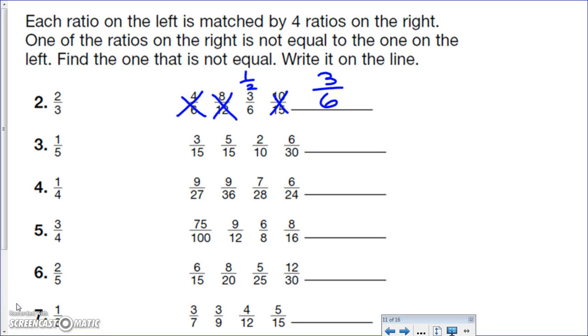For number 3, we have 1/5. So if we start with 3/15, we divide the numerator and the denominator by 3, we get 1/5. So we're going to cross that one off. If we simplify 5/15, we divide the numerator and the denominator by 5, we get 1/3. So that one is not equal. For 2/10, if we divide by 2, the top and the bottom, we get 1/5. And finally, for 6/30, if we divide the numerator and the denominator by 6, we get 1/5 as well. So our answer is 5/15.